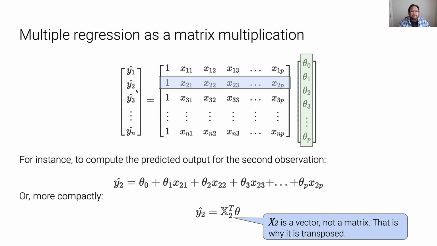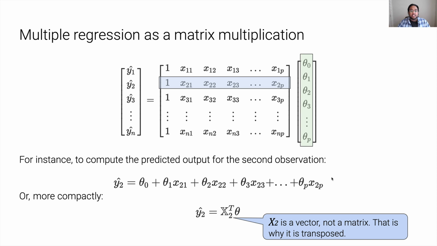Let's suppose we want to compute y2 hat, so the predicted output for the second observation. By this matrix multiplication, the way we compute y2 hat is by taking the product of the second row of our design matrix with our parameter vector theta. We know from before that the result is theta naught plus theta 1 times x21 plus theta 2 times x22, and so on and so forth. The reason this looks slightly different than our model before is because there's a 2 added in front of each x, which represents the fact that we are looking at the second observation.